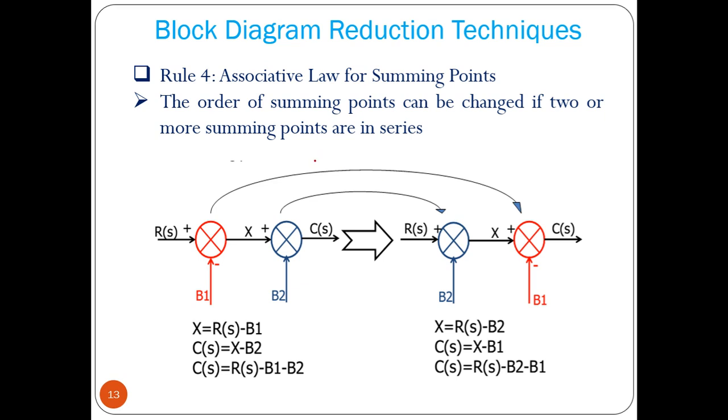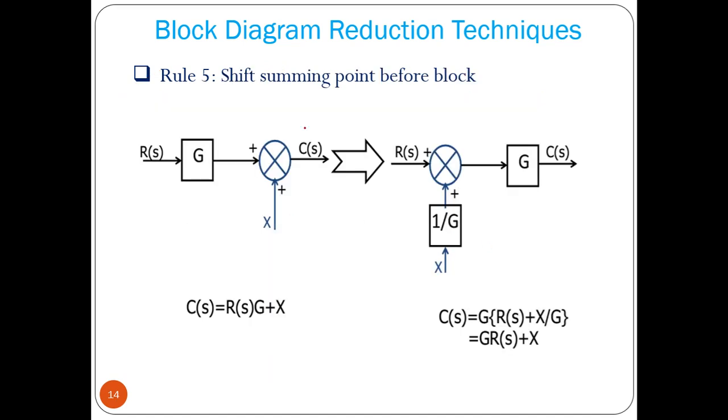Then we have seen rule number 4, the summing point rule, the associative law. We can interchange the summing points without any problem if in between them we don't have any block or takeoff point. Now we can shift the summing point before a block. Then we have to divide by g, whatever the block is before which we are shifting the summing point. With that x value we have to multiply by 1 by g, that means we have to insert a block whose value is 1 by g.